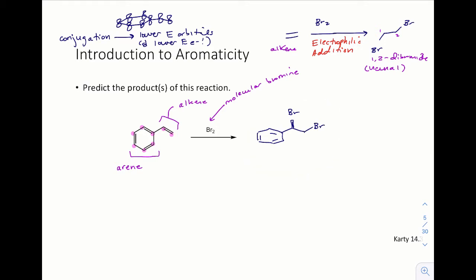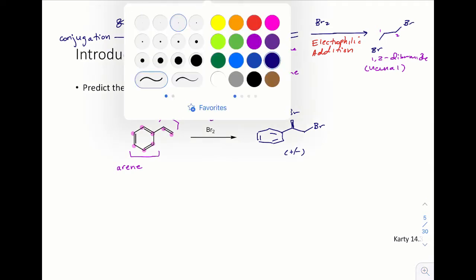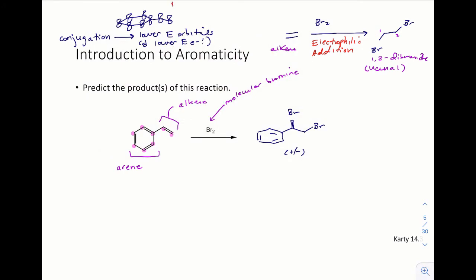This is a chiral product and it's formed as a racemic mixture. Addition can happen to either face. Ooh, we have a nice diagram up here. Let's look at that. So the electrophile, bromine, can either add to the top face of the alkene, or it could have added to the bottom face of the alkene. Those two faces are exactly the same.